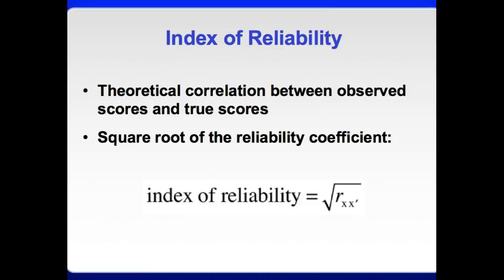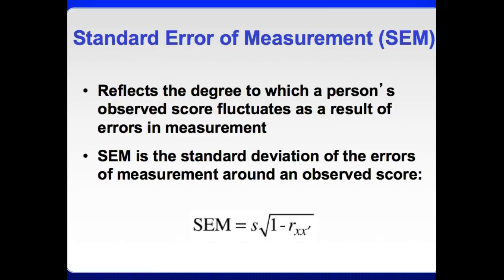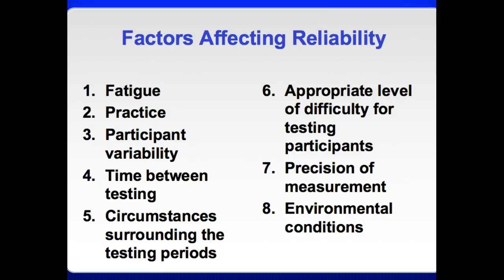Index of reliability: the theoretical correlation between observed scores and the true scores, the square root of the reliability coefficient. Standard error of measurement, SEM. It reflects the degree to which a person's observed score fluctuates as a result of errors of measurement. SEM is the standard deviation of the errors of measurement around an observed score.